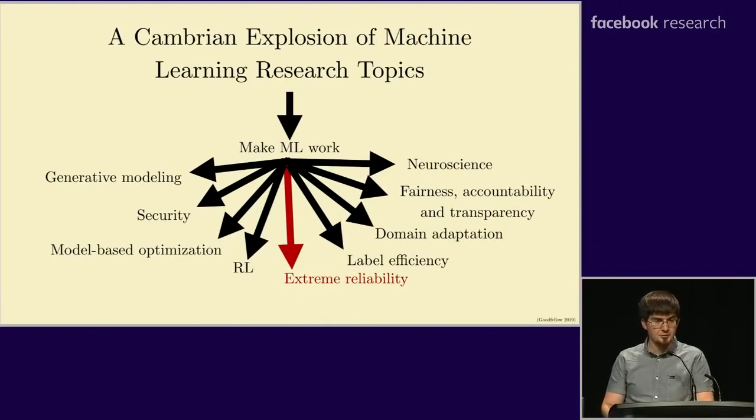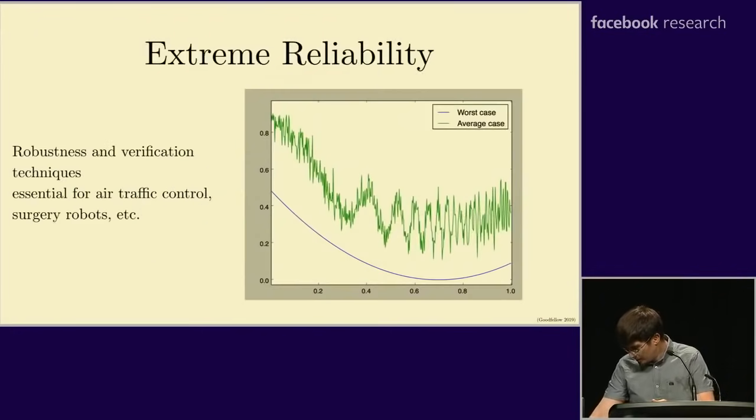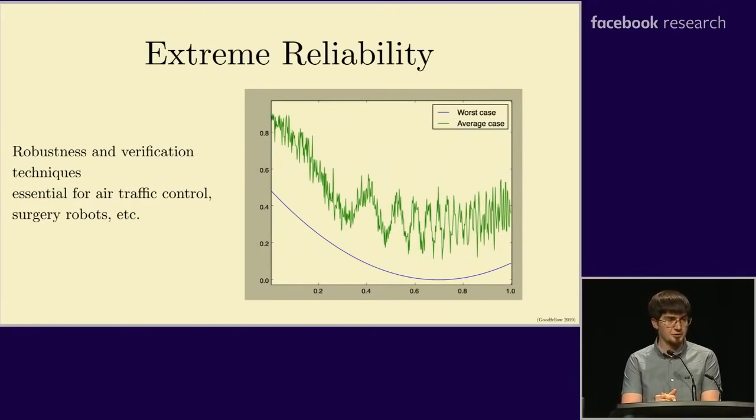Another important research topic is extreme reliability. A lot of our machine learning algorithms can get up to something like 99% accuracy, but for a lot of applications that isn't good enough, and in the long run we need to figure out how to make them even more reliable. If we were going to use machine learning for something like air traffic control or a surgery robot, you really want it to be more robust than the current models we have. I think that adversarial machine learning can be a useful framework for eventually tackling these problems.